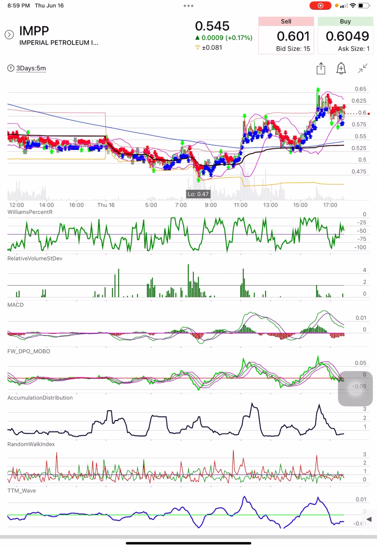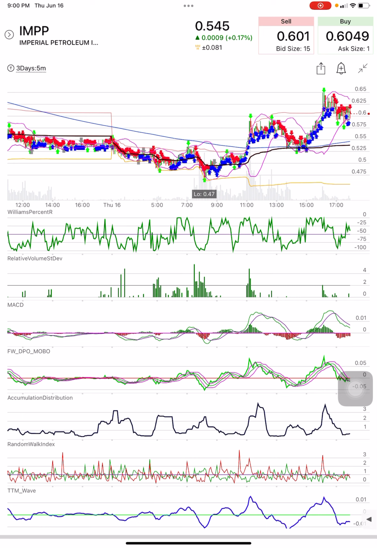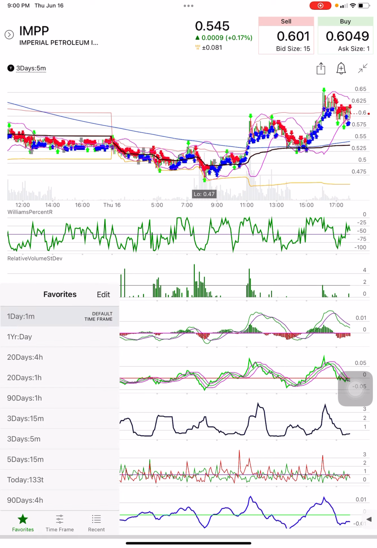So this is IMPP on June 16th. And for day traders, this is the key difference between day trading and swing trading. It's this time frame up here on the top left. It says 3 days, 5 minutes. If I touch it, it pops up with all my favorite time frames. These time frames are really the difference between a day trade and a swing trade. Some technicals are better for one or the other, but most of them are great for both.